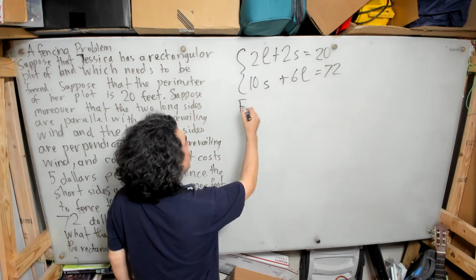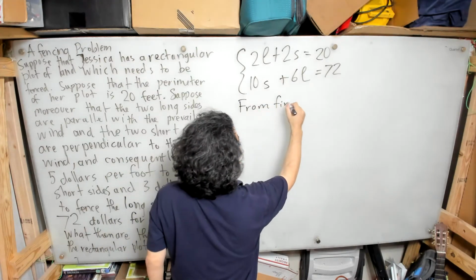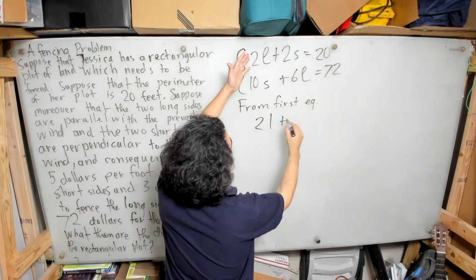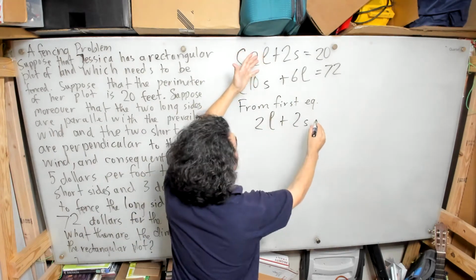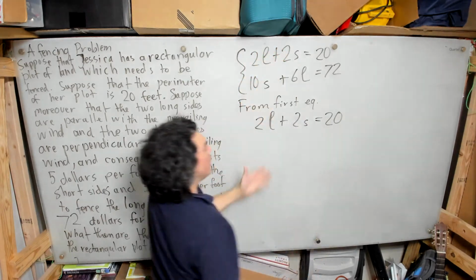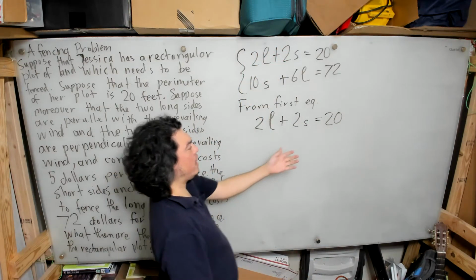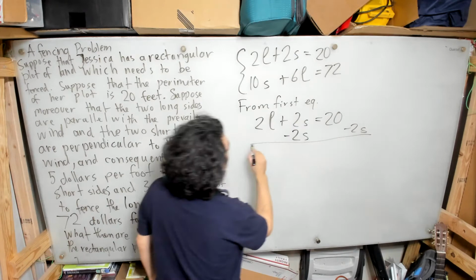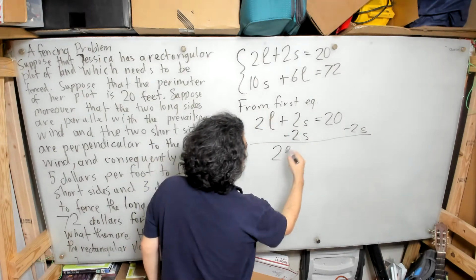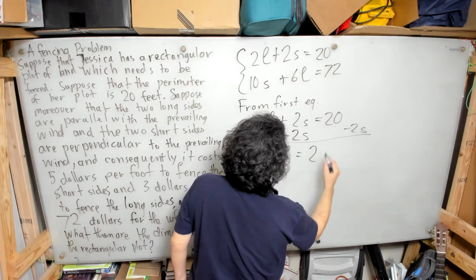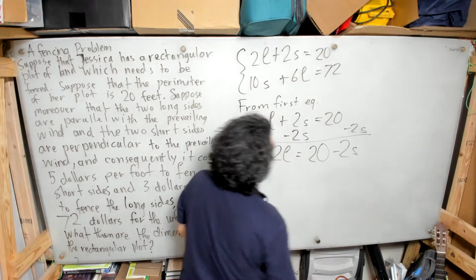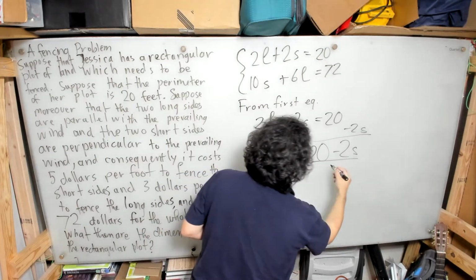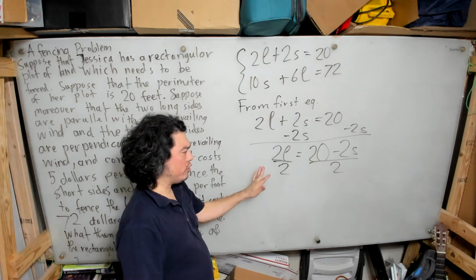So from the first equation, we can see that 2L plus 2S is equal to 20. What I can do here is subtract this 2S to the other side, minus 2S, minus 2S, and I get 2L on the left-hand side equals 20 minus 2S. And then I'm going to divide both sides by 2 here.